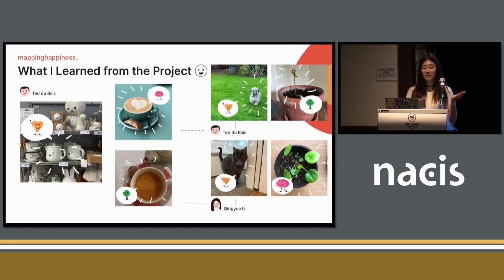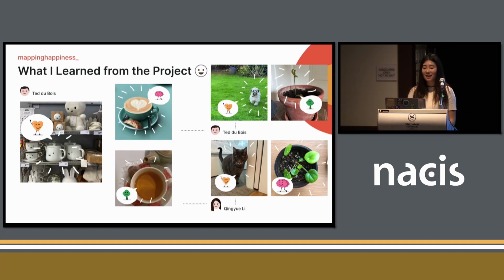But more importantly, this project has not only enhanced my appreciation for small joyful moments I may have previously overlooked, but also helped me discover unexpected joys in my day-to-day. So I actually felt so happy when Ted remembered how much I love Miffy and shared a photo of the new collection at his local store.